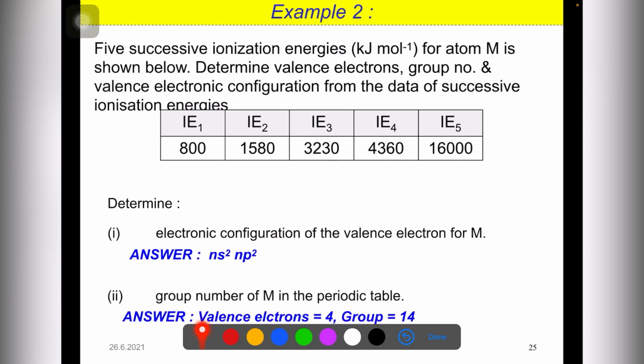Why is it not group 4? Actually, successive ionization energy is for main group elements. Main group elements refer to the elements in block s and p only. So that's why if there are 3 valence electrons, it is not group 3, it is group 13, block p. If you said it is group 3, it is in block d. So successive ionization energy only applies to block s and block p.